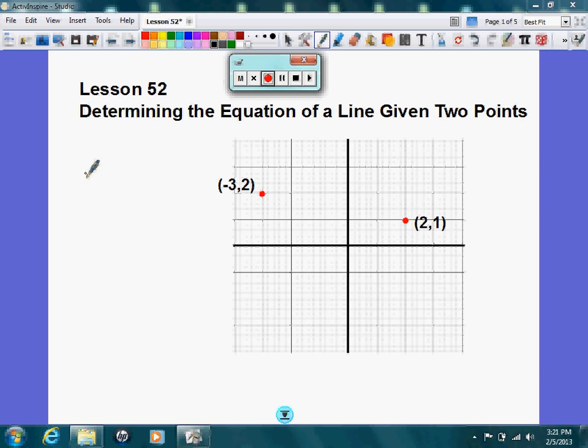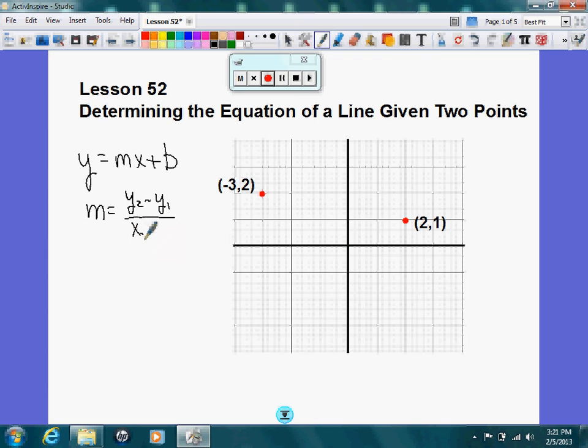Well, we would need to use our formula, y equals mx plus b, our slope-intercept form that we talked about several lessons ago. So we have a formula for m. M is equal to y2 minus y1 over x2 minus x1. These are subscripts. We need to pick one of the points for point 1 and the other for point 2. It doesn't really matter. Let's pick this point for point 1 since it's closest to me here, and this point for point 2.